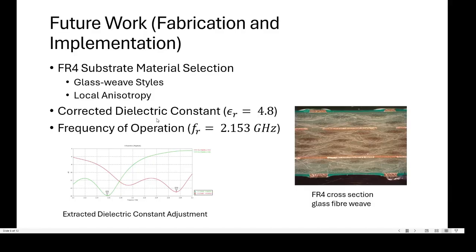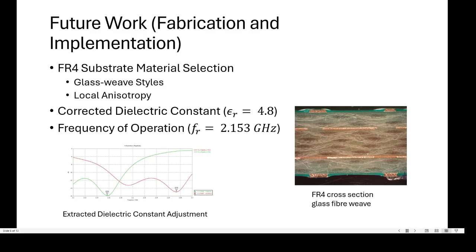The main difference between the measured and the simulation was the frequency of operation. The measured frequency was 2.153 gigahertz, which is quite different from the 2.215 gigahertz made in simulation. Why is this? It's likely because the dielectric constant used in simulation, 4.3, was different from the dielectric constant in the measured antenna. The dielectric constant seems to be 4.8.